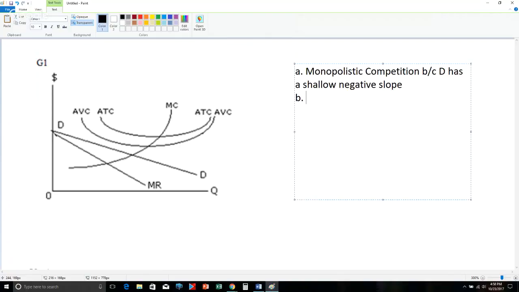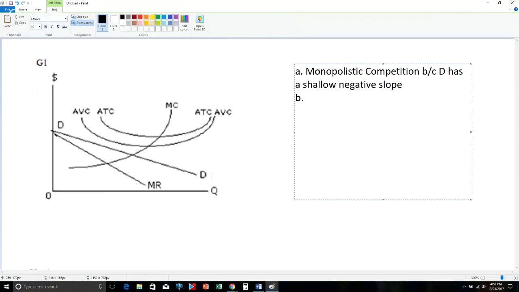Okay. Question B asks, does this business produce or shut down in the short run? Well, the short run shutdown rule says that you compare P star to minimum average variable cost. And if the price is strictly less than minimum average variable cost, the firm shuts down. If the price is greater than or equal, you produce. Now, there's only one curve that provides prices. Does anybody remember what that is? It's the demand curve. Prices are going to be read off the demand curve.